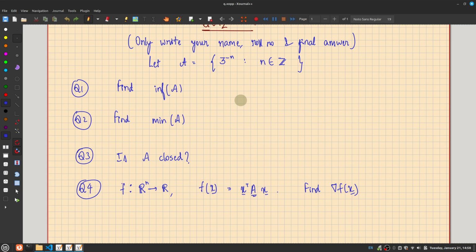If it's not clearly visible at the back, A is the set of all 3 to the power minus n, where n is an integer.